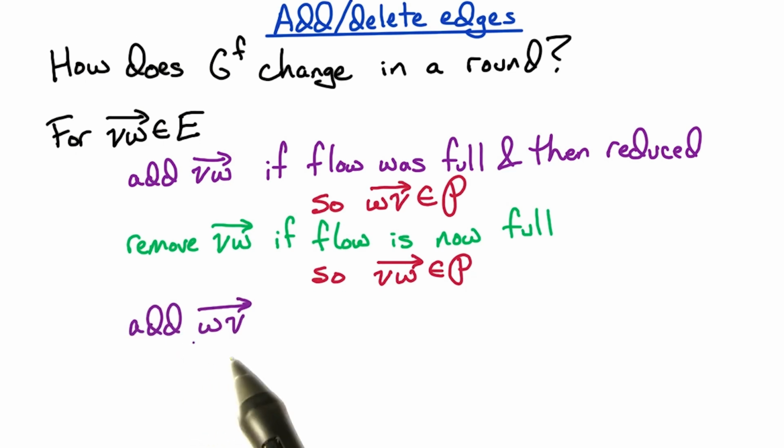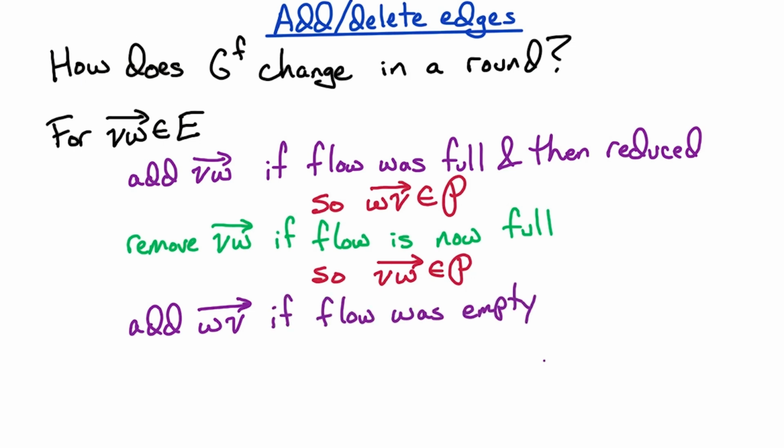Now the other type of edge that we can add into the residual network is the back edge from W to V. To add the back edge in, the flow must have been empty, and then we increase the flow along the edge from V to W. To increase the flow from V to W, that means this edge from V to W must be on the augmenting path. The final case is when we remove the back edge from the residual network.